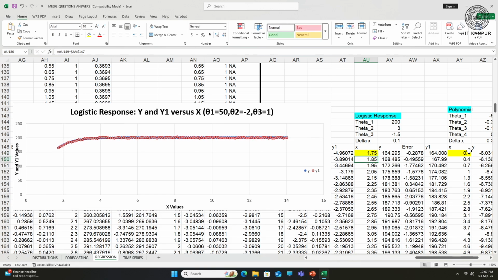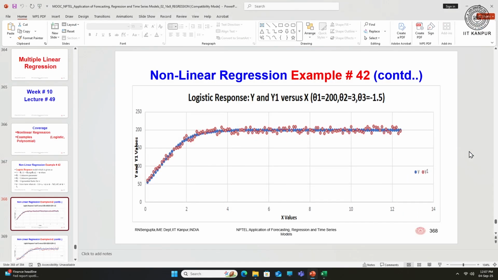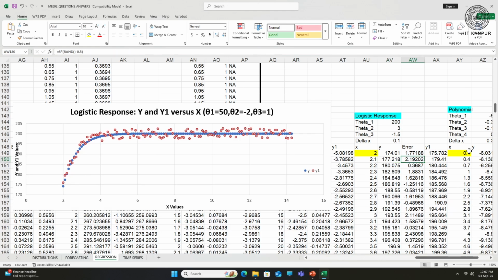1.75, let me check. If I take it as 2, yes. So this is almost replicating what we see in the Excel sheet and the PPT file. If I have a look at the errors, the errors are being generated from the uniform discrete case.